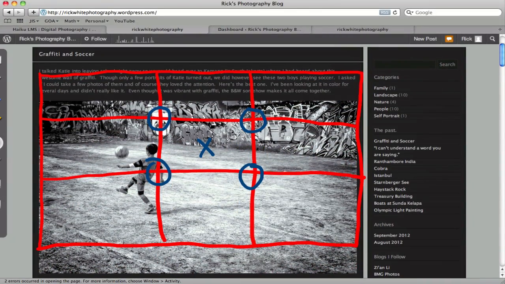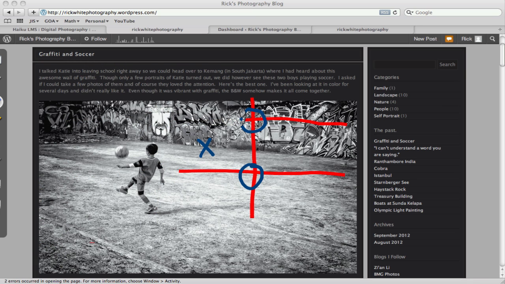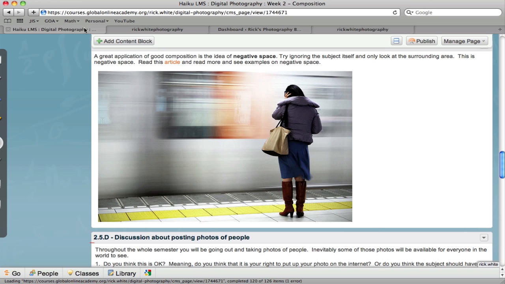Okay, so let's go back to our blog, or haiku, and talk about the rest of the assignment. Just think about that rule of thirds when you're placing your subjects, and try to do it before you're cropping and not after. It'll help you in the long run. So let's go back to haiku.